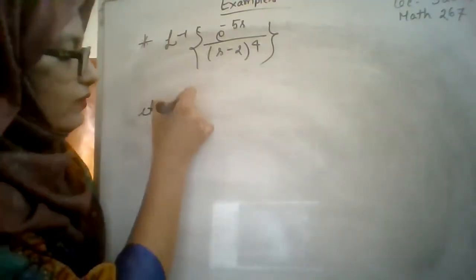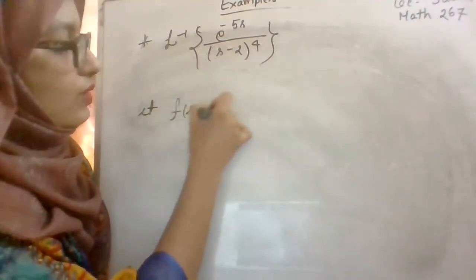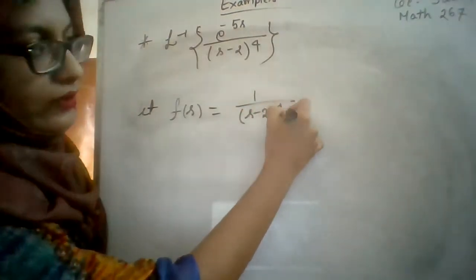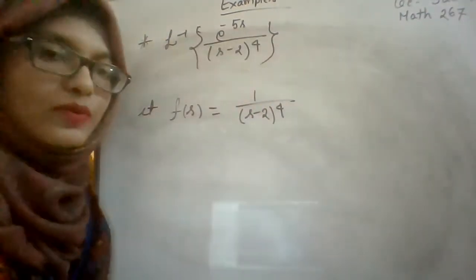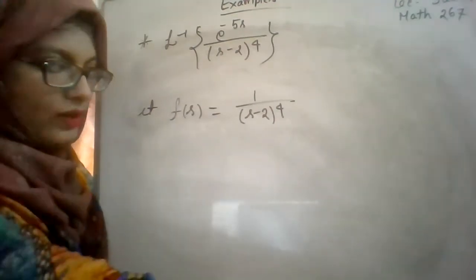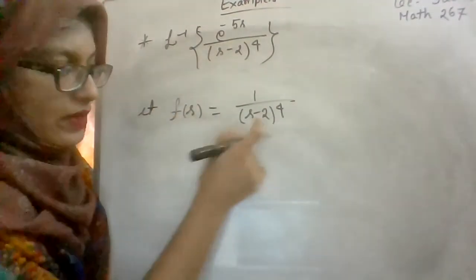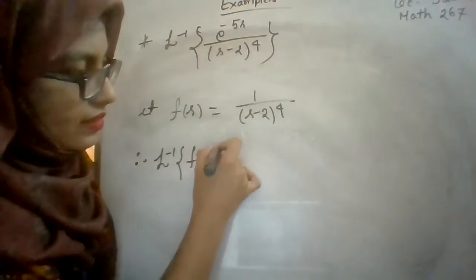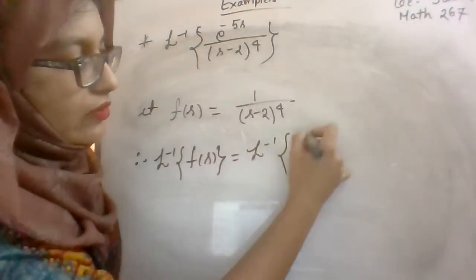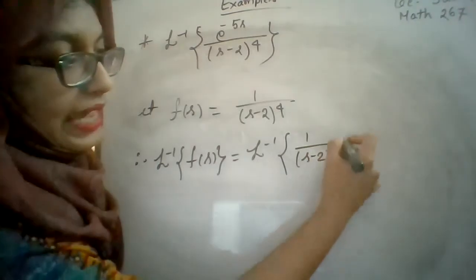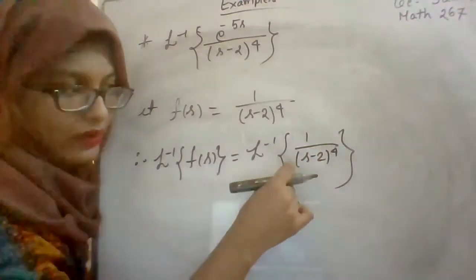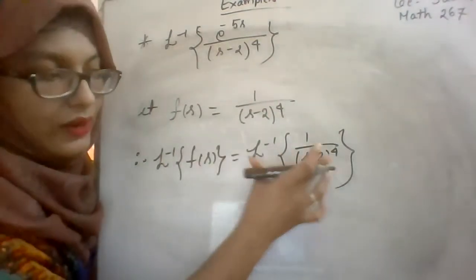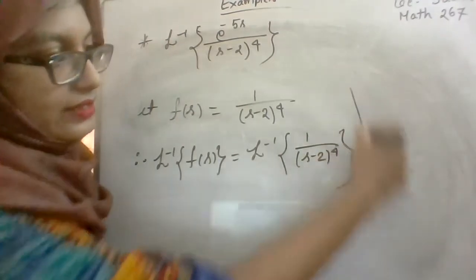So at first we will consider your f of s is equal to 1 by s minus 2 to the power 4, and e to the power minus as will compare with e to the power minus 5s. So you have to find the inverse Laplace transformation of this. Now, the inverse Laplace transformation of f of s is equal to the inverse Laplace transformation of 1 by s minus 2 to the power 4. And to find it, you have to use the first translation property.